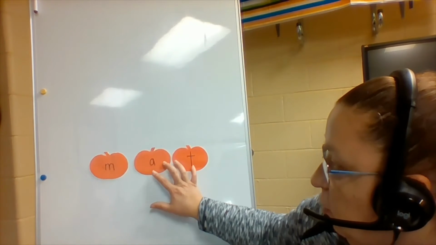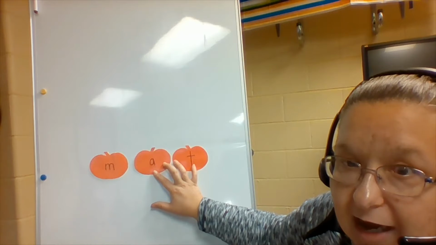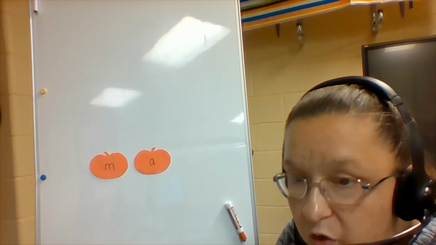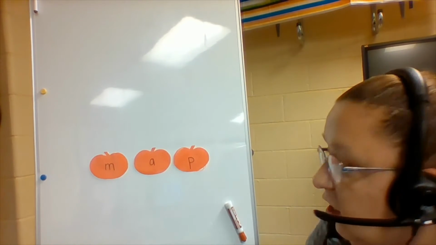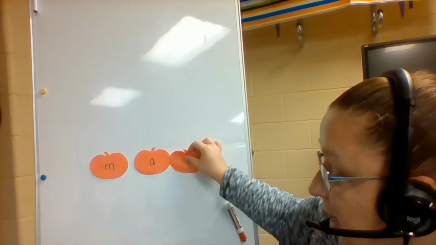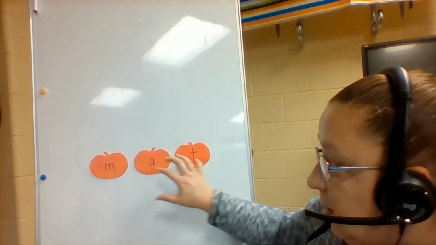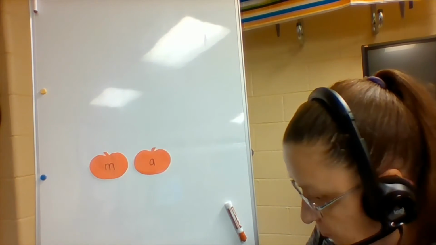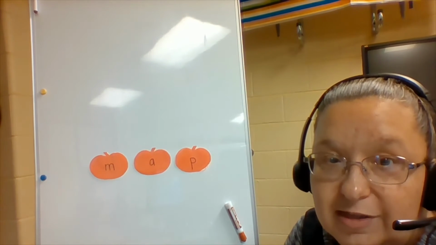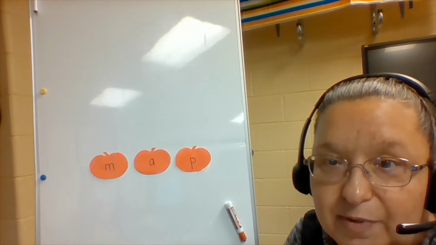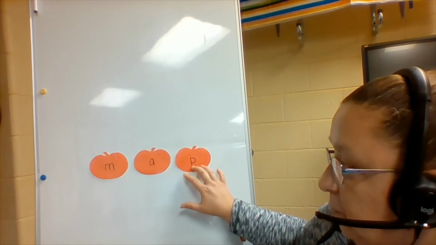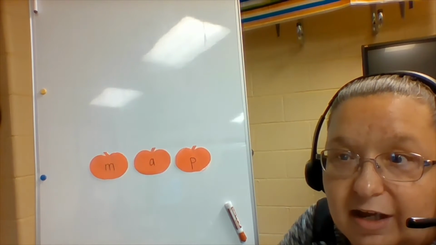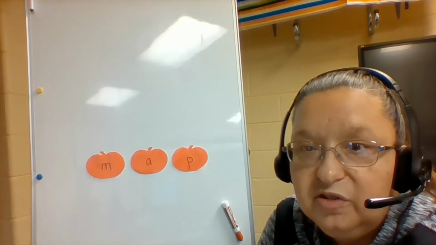Now, we were leaving these two alone. Now, we're going to leave these two and we're going to change out the last letter. We're going to put a P. So in mat, we have mat. We know M and A make ma. Now we need to put the P up there. The P. Map. Map. Did you get it? Map. So the word's map.